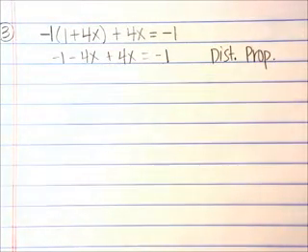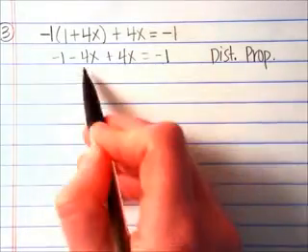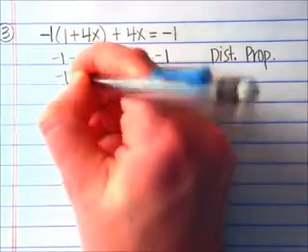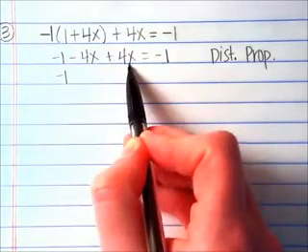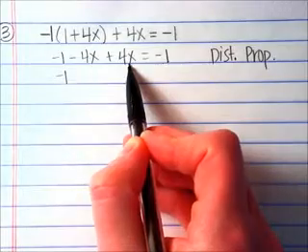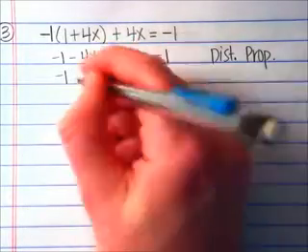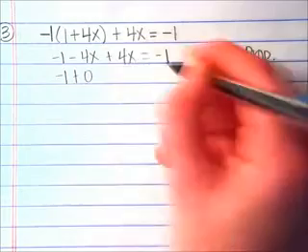All right, step 2 is to combine like terms on each side. If you'll notice on this side I do have like terms, -4x plus 4x. Well, that's actually a 0 pair. They cancel each other out. So that's the same as -1 plus 0.